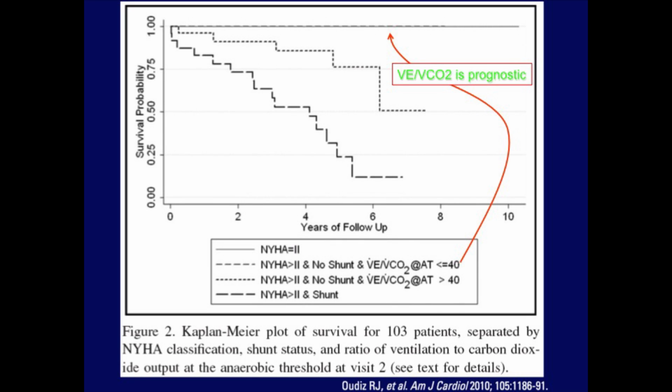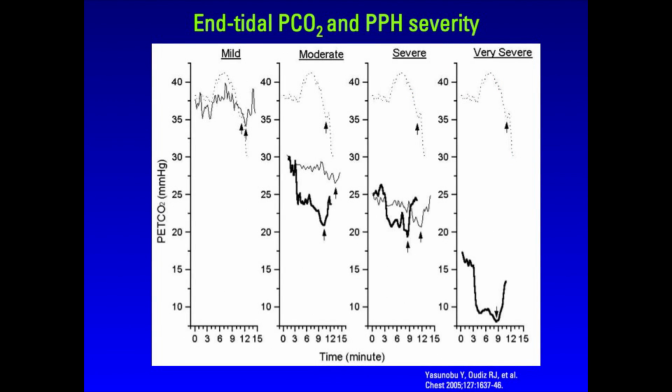I don't know if I have a pointer here, but the dashed line that's completely horizontal and it's hiding behind the solid line at 100% is the survival 100% with the VE/VCO2 less than 40. Oh, okay. I didn't know if you all would see my pointer if you were at the satellite, so I was trying to avoid it.